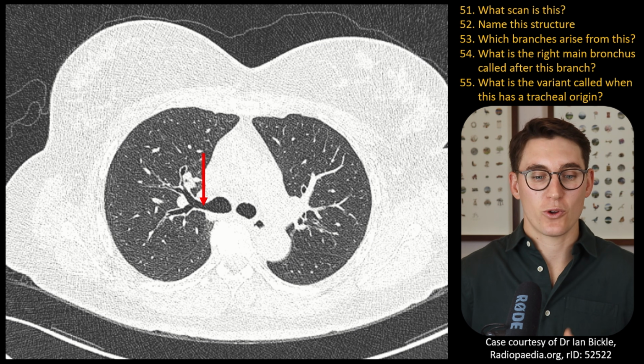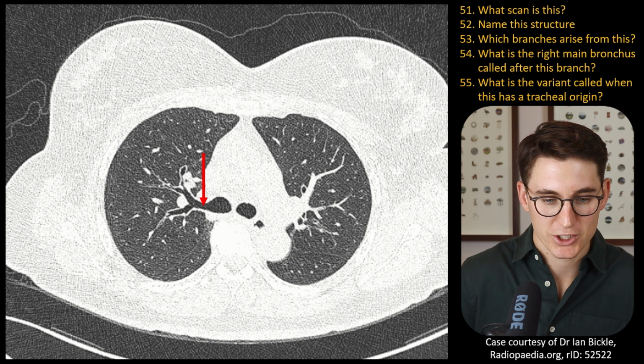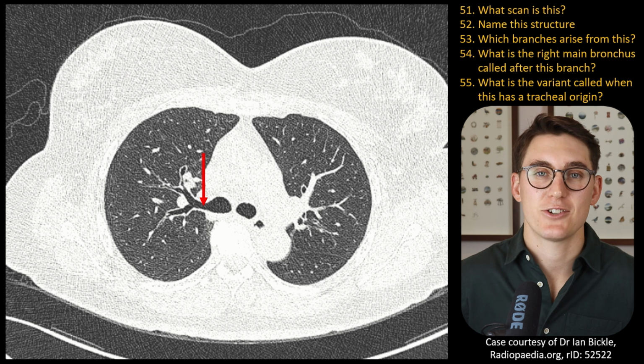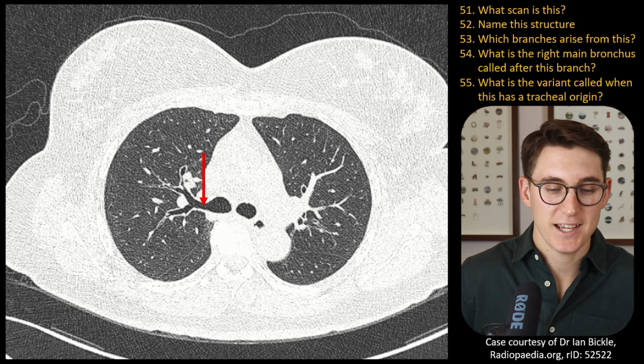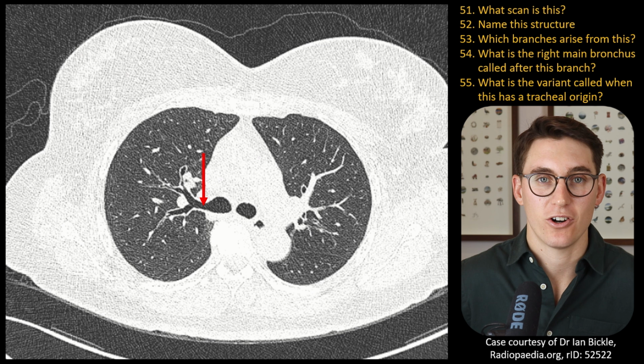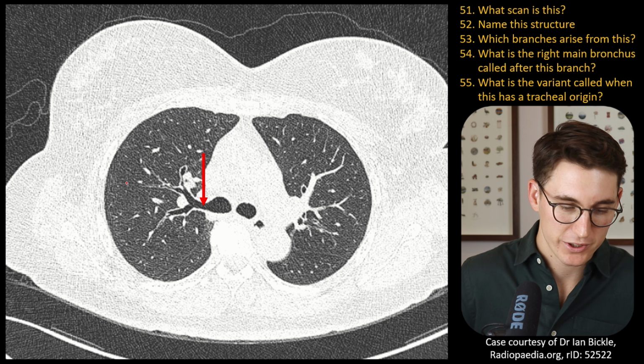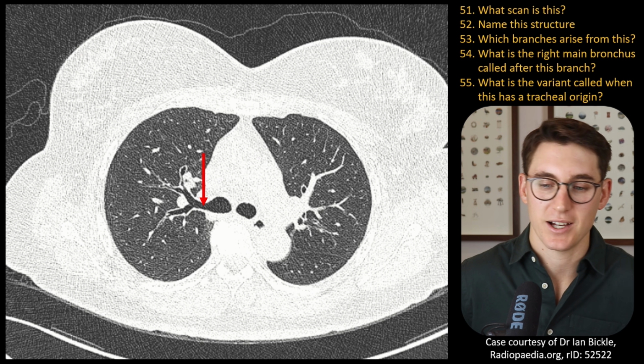Here we are now in the thorax. We can see lungs, we can see breast tissue, we can see the mediastinum centrally here. This is an axial CT scan of the thorax, and we are in the lung window. The detail here is within the lung.